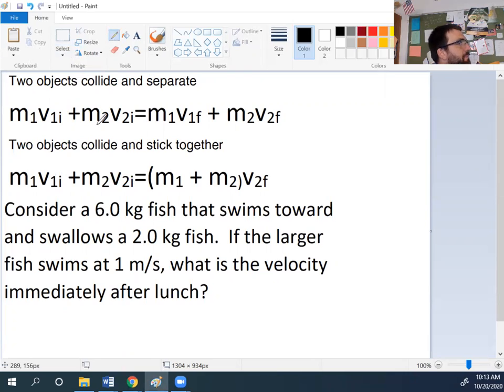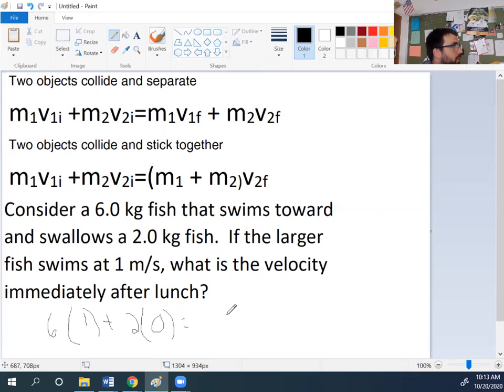So what is the initial mass of the first object? 6. So 6 times, what is the velocity of that 6-kilogram fish? 1. So 6 times 1 plus, what is the mass of the second object? 2 kilograms. What is the speed of the second object? Stationary, so it's 0. Okay, so that is just plugged into the left side of the top equation. The bottom equation, because these things stick together. If something eats, they're going to be stuck together. Okay, so we're using the second one.